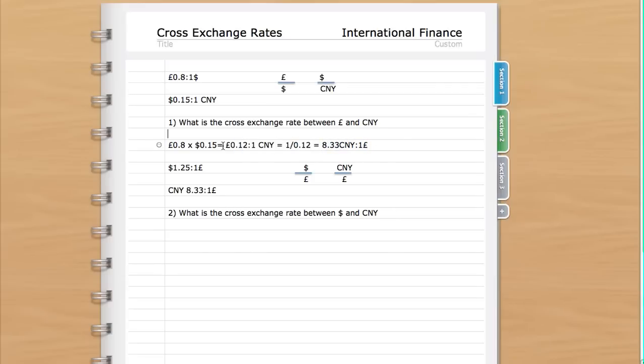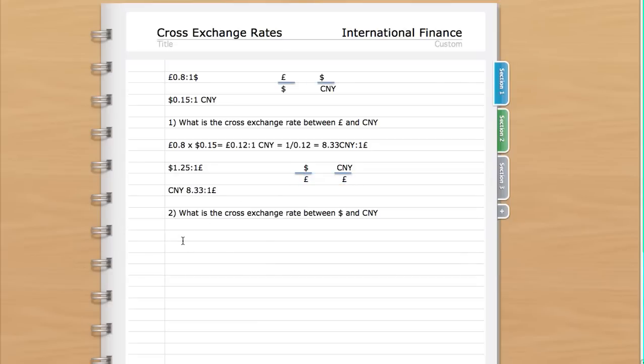Now, if the quotations were depicted differently, and we had, for example, 1 pound was worth $1.25 and 1 pound was worth 8.33 yuan, and we're looking for the cross-exchange rate between these two, we'd have a look at our simple example here that shows us that now both have the pound in the denominator. So we know that we have to divide because we have two of the same currencies at the bottom. So it would look like this.